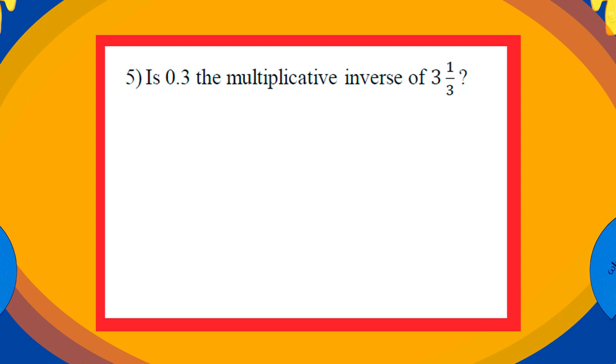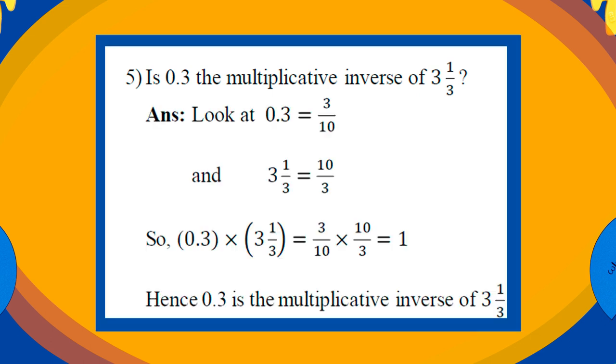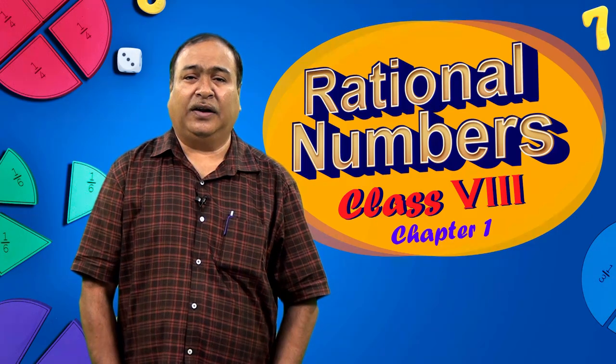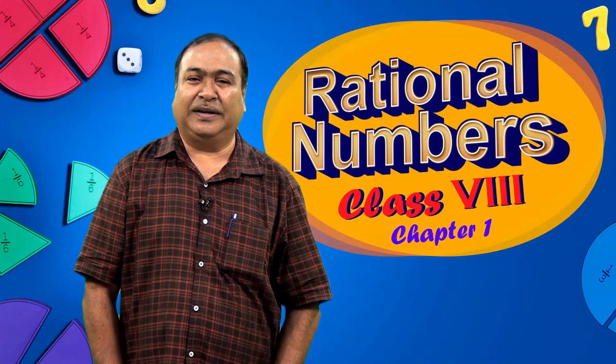Question number 5, is 0.3 the multiplicative inverse of 3 1 by 3? Very interesting. Look at the answer. Look at 0.3 is actually equal to 3 by 10 and 3 1 by 3 is actually equal to 10 by 3. So, 0.3 into 3 1 by 3 are nothing but 3 by 10 into 10 by 3, which is equal to 1. Hence, 0.3 is the multiplicative inverse of 3 1 by 3. These are all some interesting problems given in the textbook.